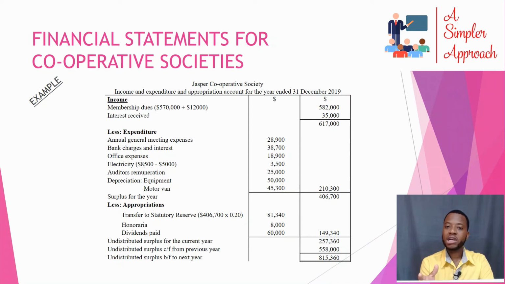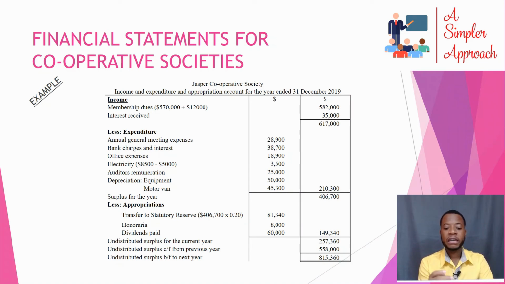Then we take care of our appropriations, and we only have 3 in this case. Transfer to reserve, which is 20% of whatever surplus was. That's 81,340. The honoraria to the retiring president, and then dividends paid as per the instructions given in the notes.